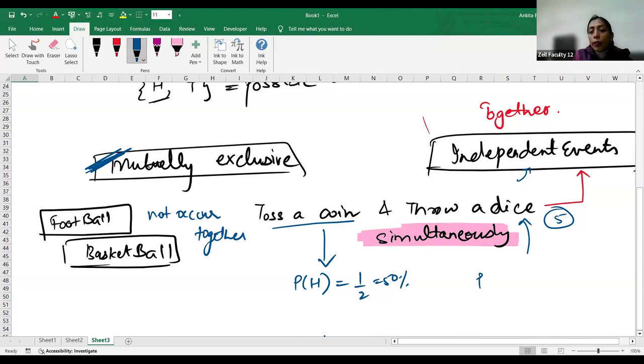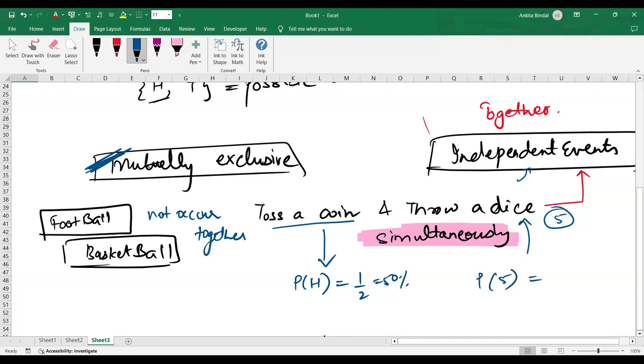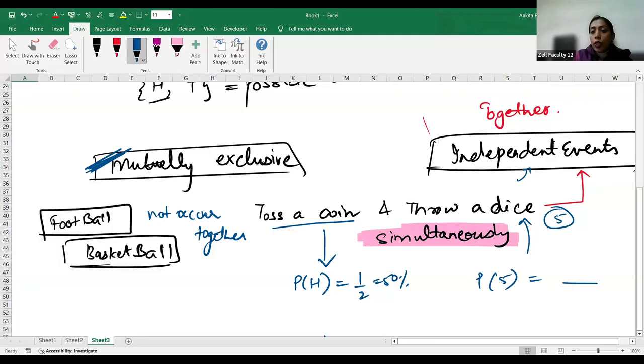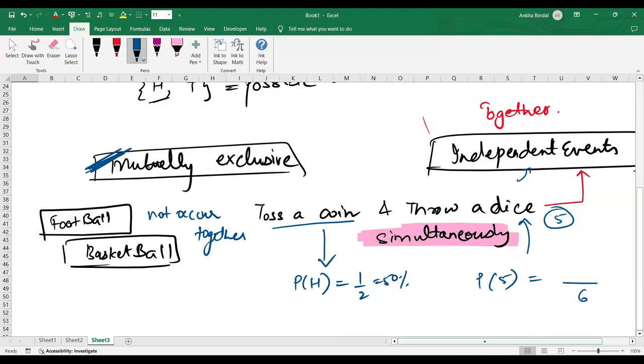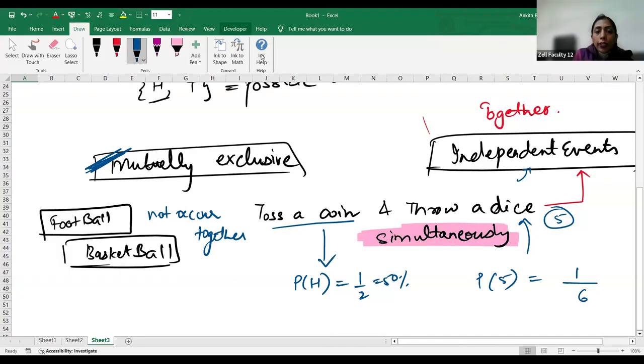1 by 6. So I have 6 events possible here, 1, 2, 3, 4, 5, 6, out of which I need 5. So which is 1 event I want in my favor. So probability of getting a head is 1 by 2 and the probability of getting 5 is 1 by 6.